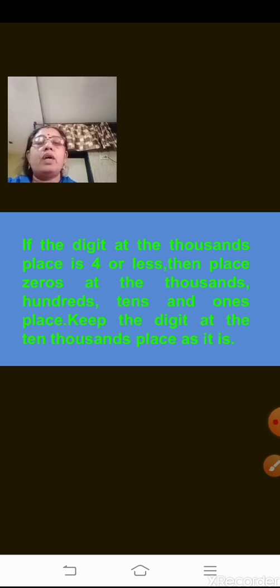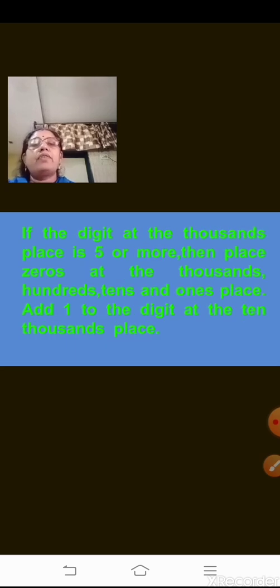If the digit at the thousands place is 4 or less, then place 0 at the thousands, hundreds, tens and ones place, and keep the digit at the 10,000s place as it is. We'll see the examples. And at the same time, if the digit at the thousands place is 5 or more, then place zeros at the thousands, hundreds, tens and ones place, and add 1 to the digit at the 10,000s place. Now let us see some examples.